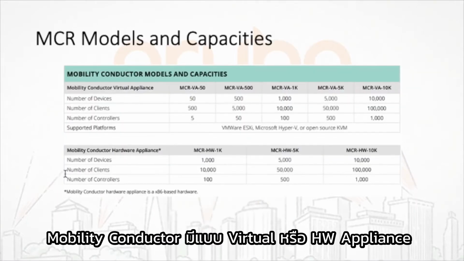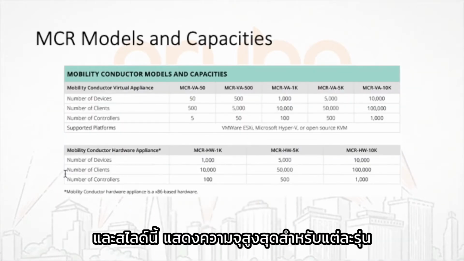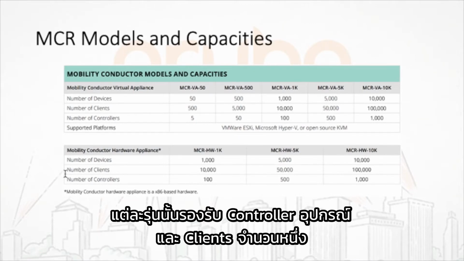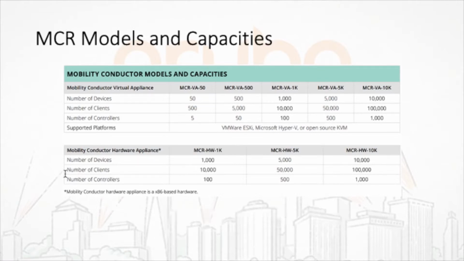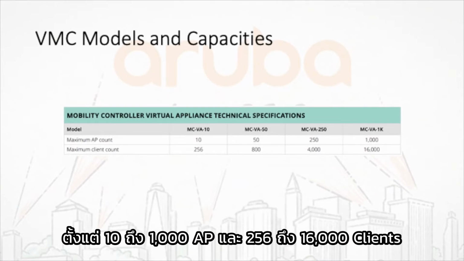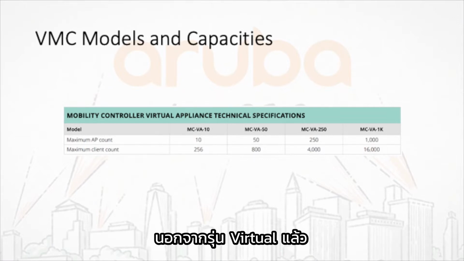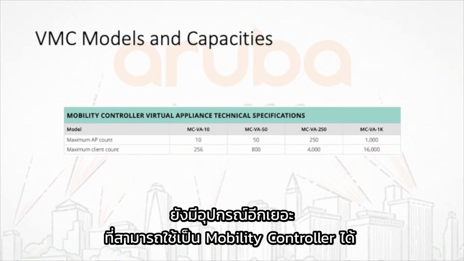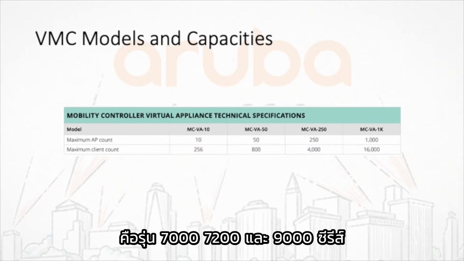Mobility conductors are either virtual or appliances, and this slide shows the maximum capacity for each model. Each model supports a number of controllers, devices and clients. Virtual mobility controllers are always virtual and available in 4 different models, ranging from 10 to 1000 APs and 256 to 16,000 clients. Besides the virtual models, there's also a full range of appliances that can be used as mobility controllers, namely the 7000, the 7200 and the 9000 series.